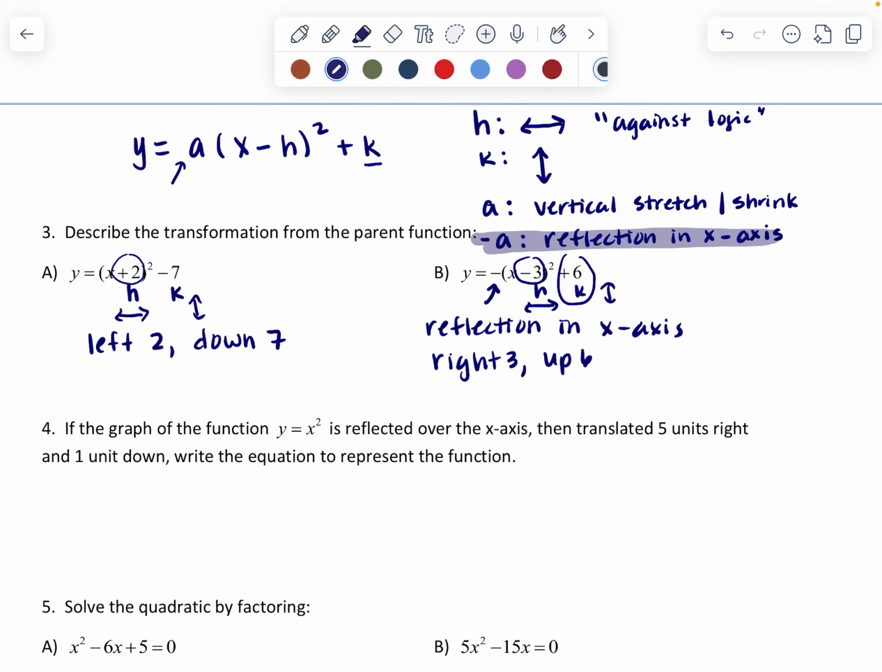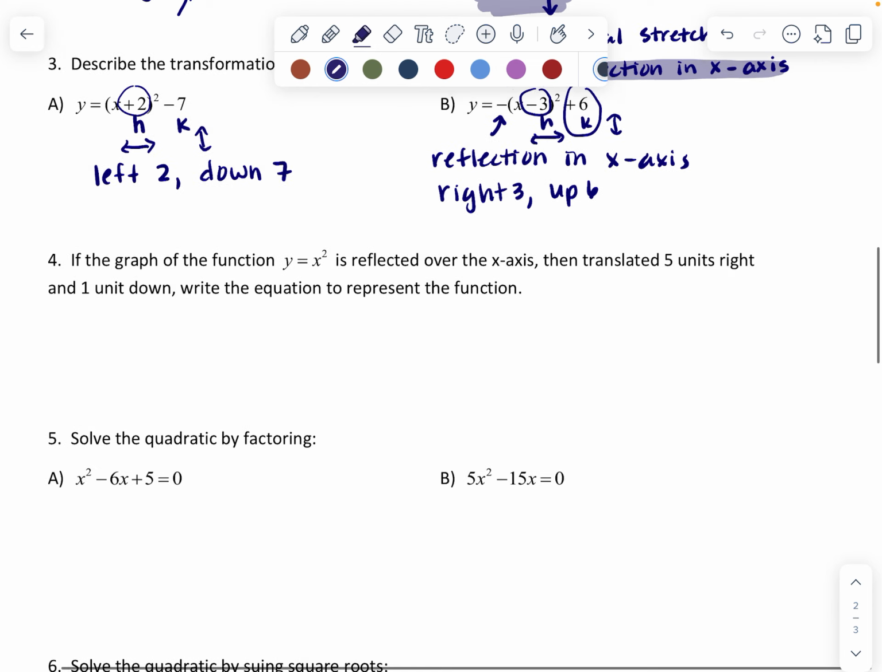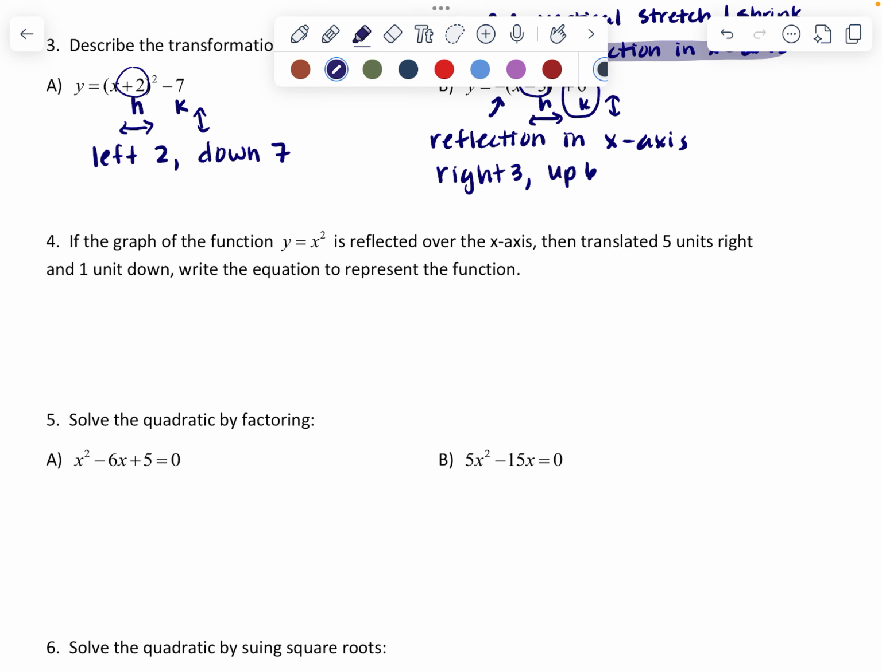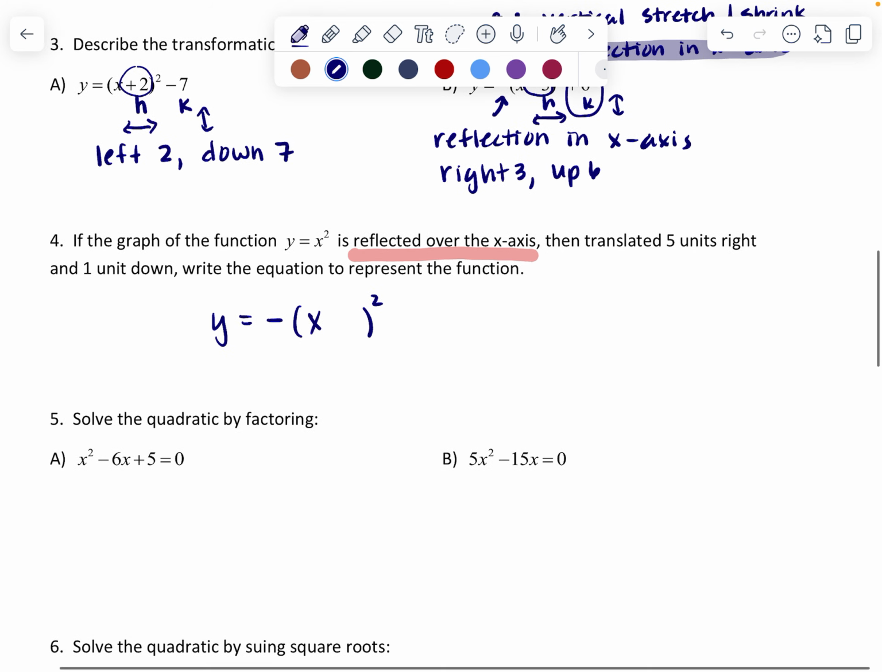So really focus in on the right and left movement, the up and down movement, and then the reflection in the x-axis. Number 4: if the graph of the function y = x² is reflected over the x-axis, notice what this is telling us. If you reflect it in the x-axis, this means you're going to have y = negative, then a parenthesis, squared, and then something, right? So let's just fill in the mold. We have an x here. Let's see what else it wants. It says it's translated 5 units, that's not a highlighter, hang on a second.